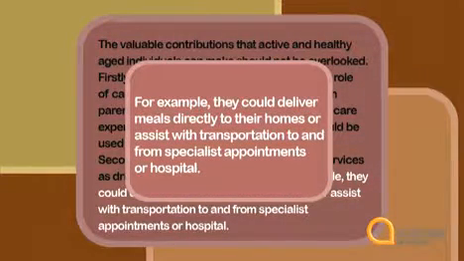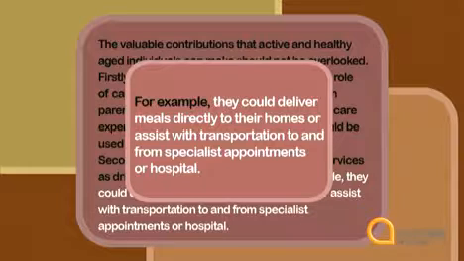For example, they could deliver meals directly to their homes or assist with transportation to and from specialist appointments or hospital. The sentence is logically related to what has just been said and linked by for example. This sentence is called a developing sentence.